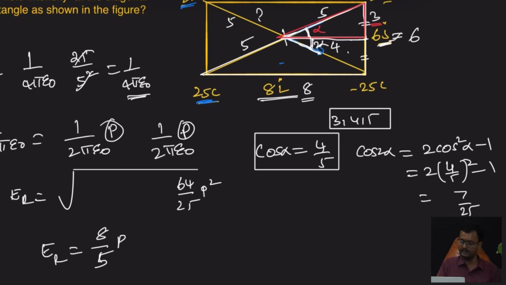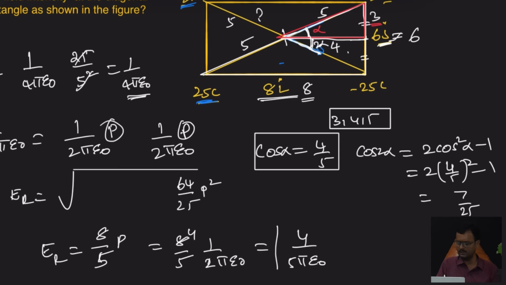What is the p? That is equal to 8 by 5 into 1 by 2 pi epsilon naught. So 2 ones are 2, 2 fours are 8, so the answer is 4 by 5 pi epsilon naught. So this is the resultant electric field magnitude. So what is the direction? So this is the direction along this one.